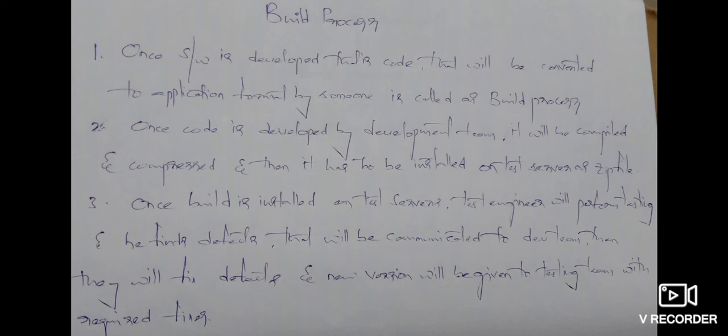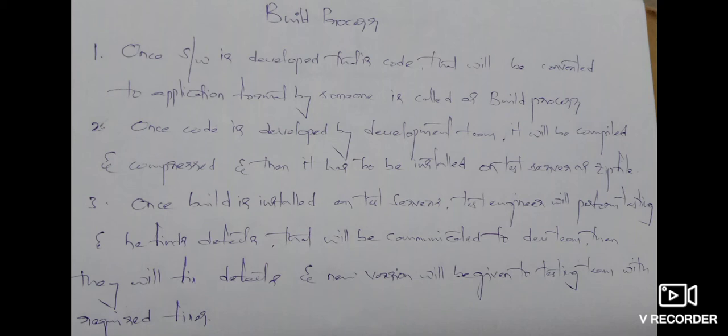The new build, version 2, has to be installed on test servers. The test engineer has to perform testing on that build again. This process will be continued until the build is stable. This is build process. For a few companies, a separate build team will be there to do build process.